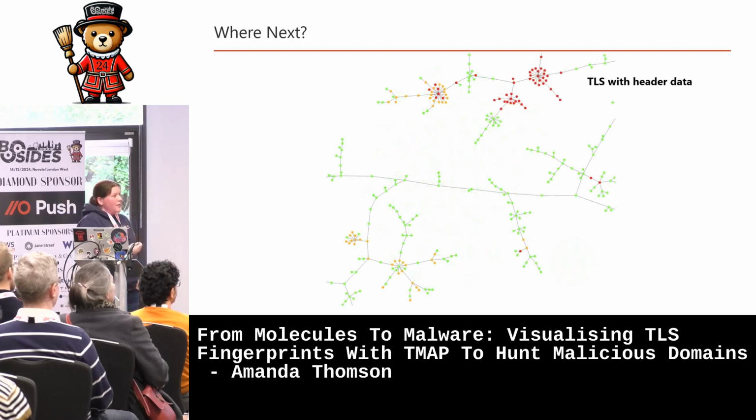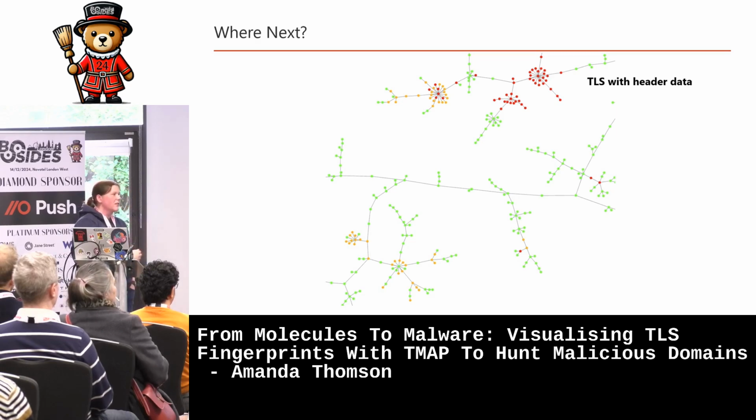This is the same data set with the incorporation of that HTTP header data. So you can already see that those malicious nodes are grouped tighter together. They clearly do have a lot in common when we introduce the HTTP header data, and the technique becomes a little bit more effective. But also, it's not limited to just being HTTP header data. Like, you can take this a really long way.